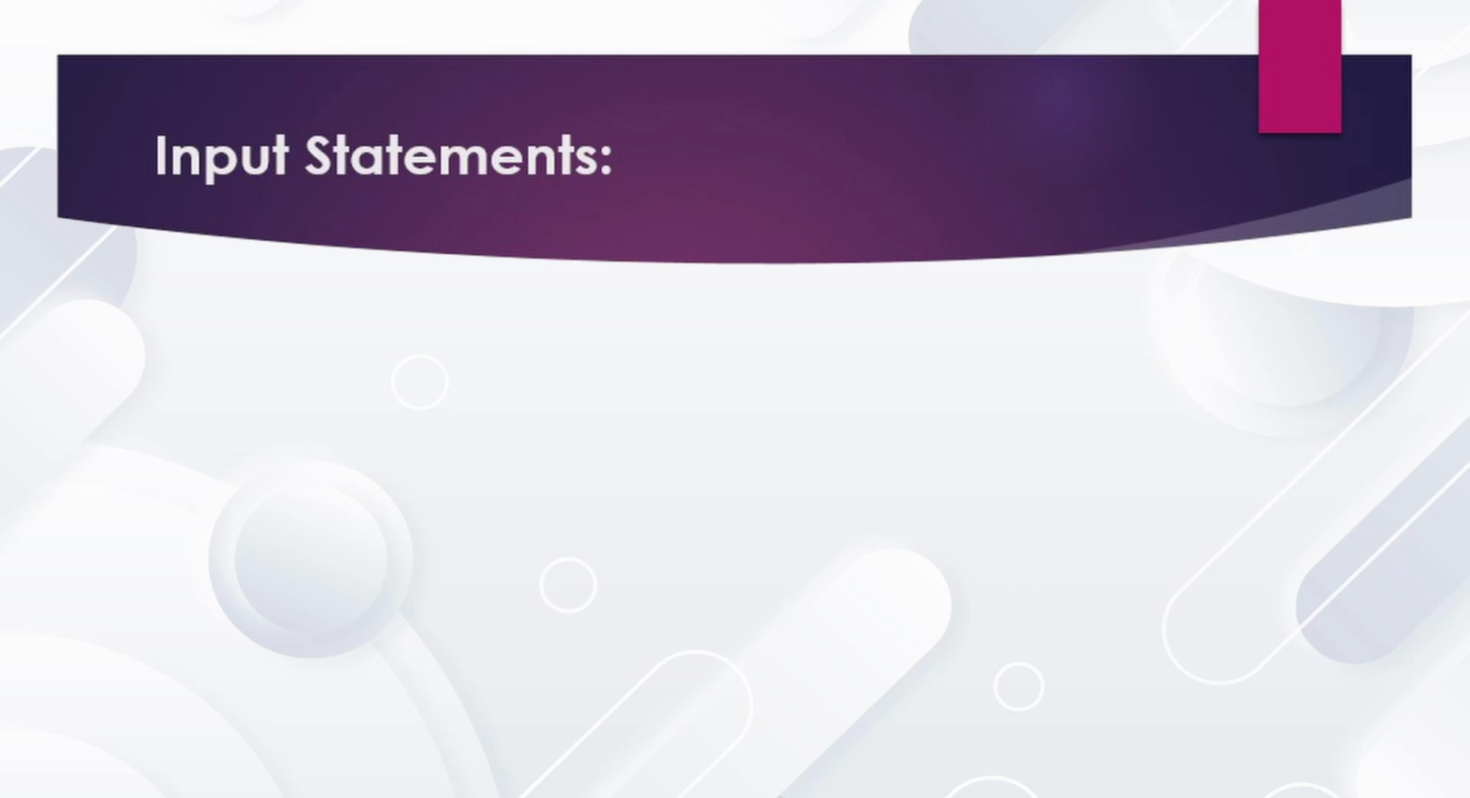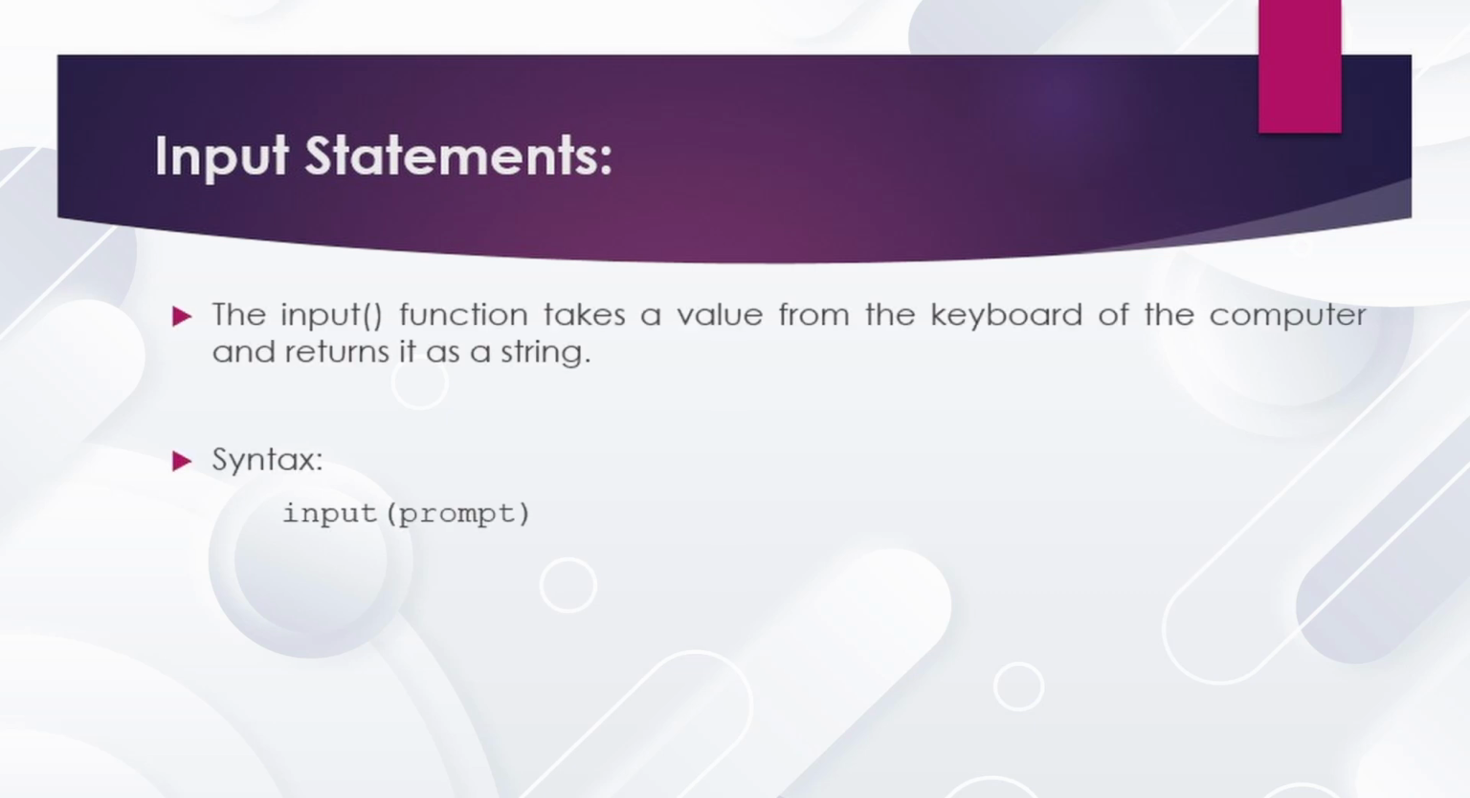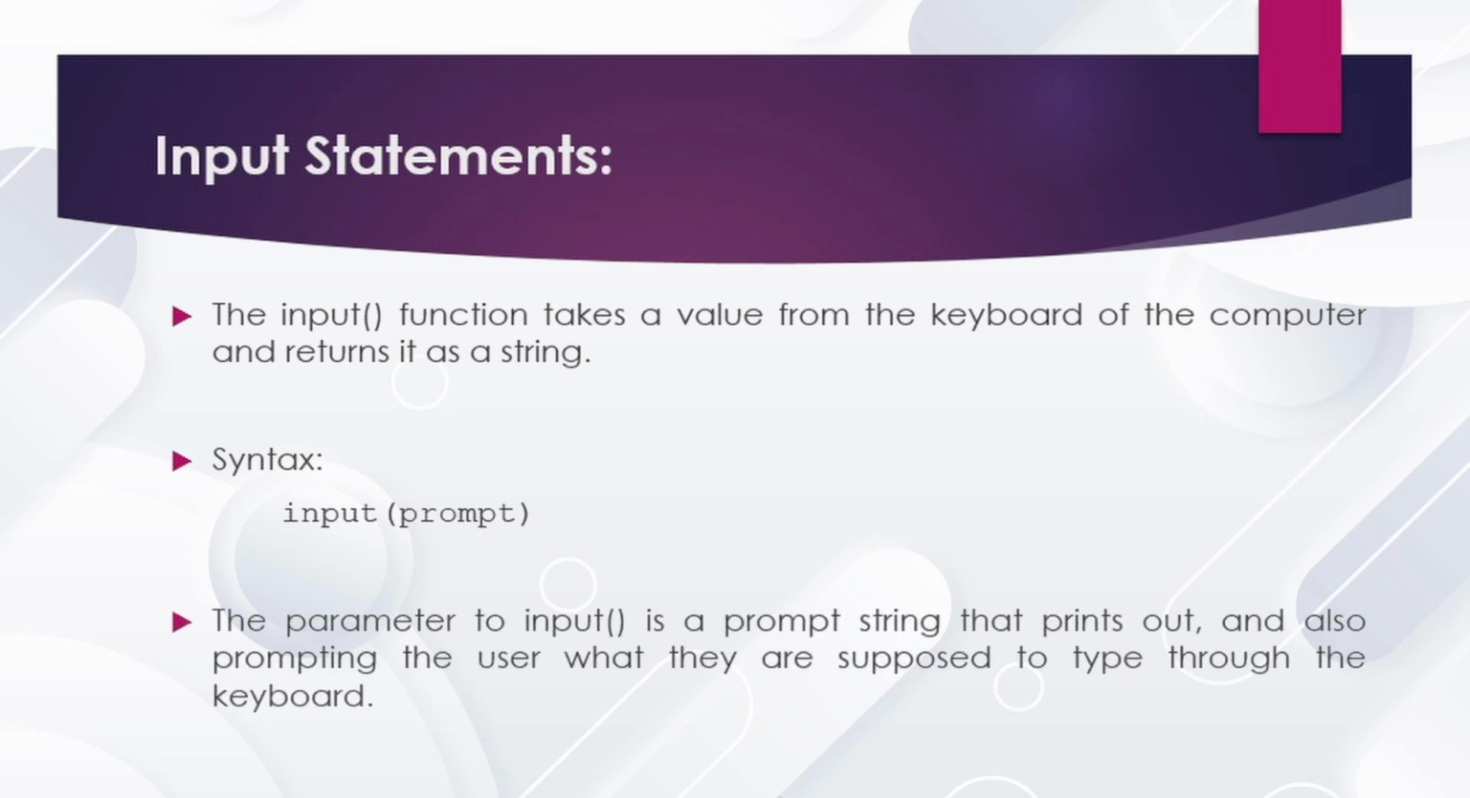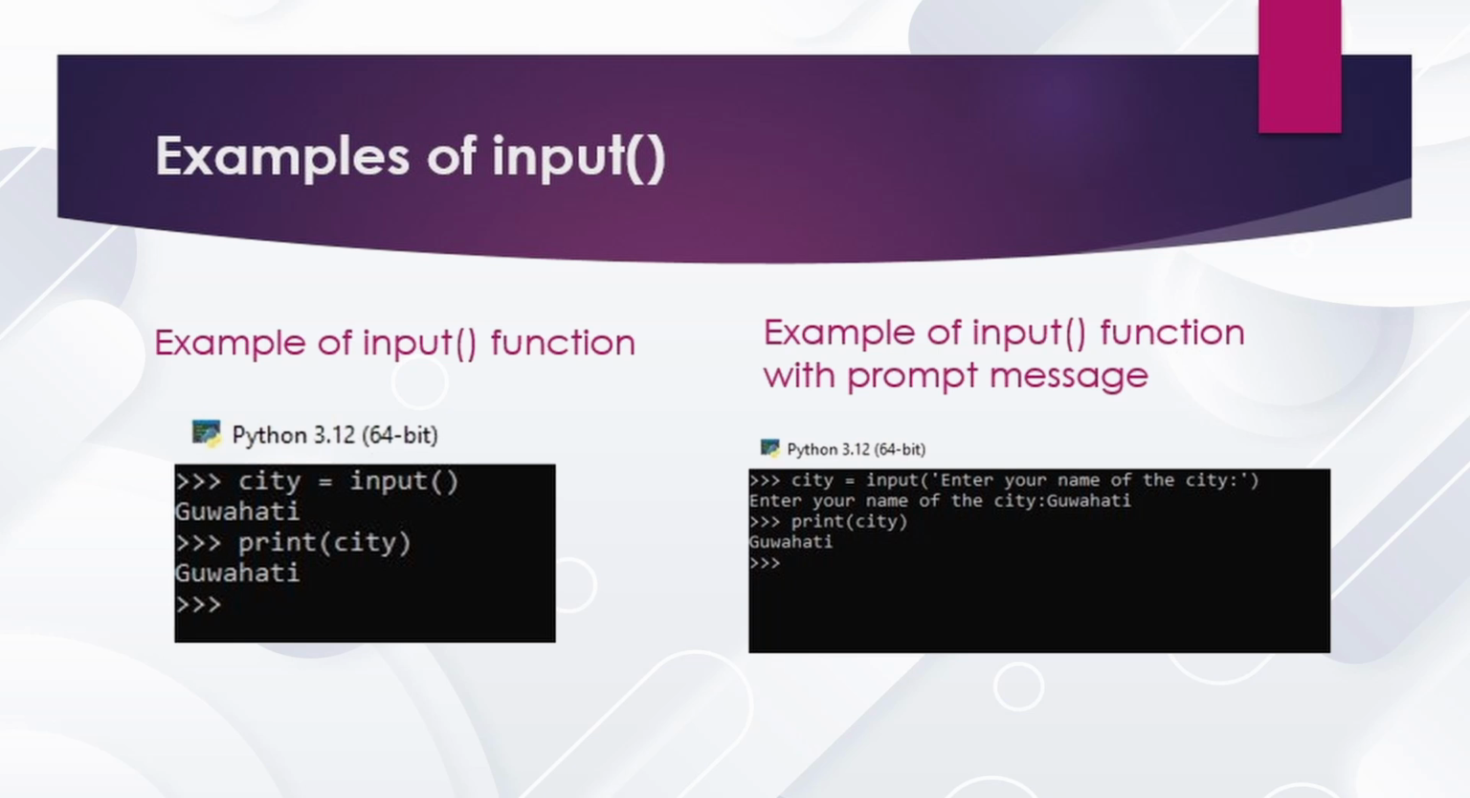Let us now look at how we can take input from the keyboard in Python using input statements. The input function takes a value from the keyboard of the computer and returns it as a string. In the syntax for the input function, we have the parameter to input, which is a prompt string that prints out on the screen. It is also used for prompting the user on what they are supposed to type as input.